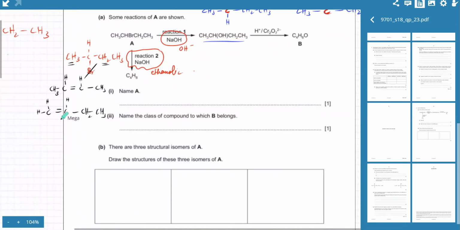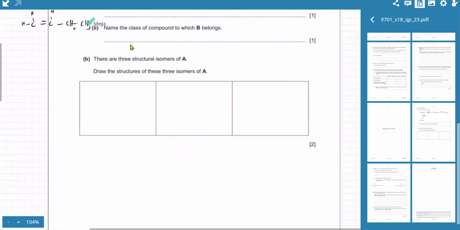So, name the class of compound to which B belongs. B was a ketone. The class of compound is carbonyl. And there are three structural isomers of A. They were saying there are three structural isomers of A, and we can draw the three structural isomers of A over here.